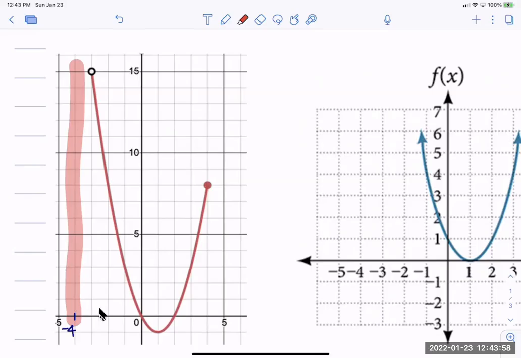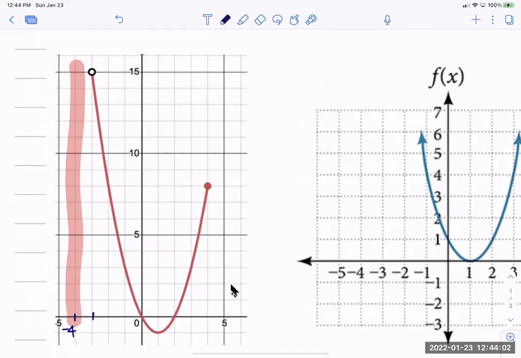But what about if I do -3? What happens if I use -3? If I draw a vertical line, just testing to see if I'm correct or not. Oh, I don't have a possible output here because it's an open circle. So I cannot say f of -3 is 15 because it's an open dot. However, I do touch the starting point right there.